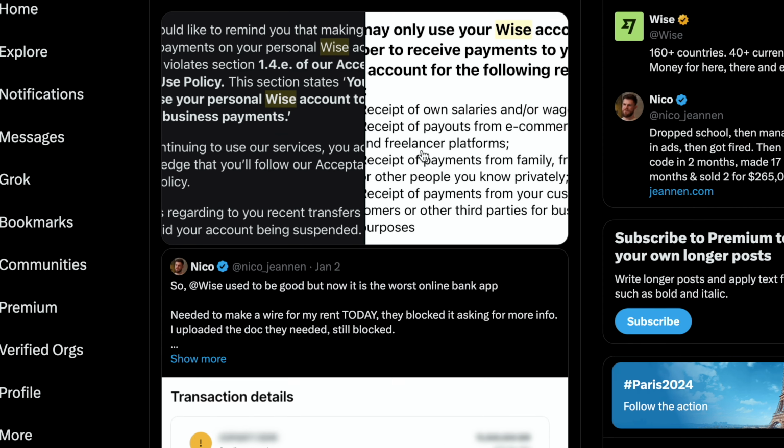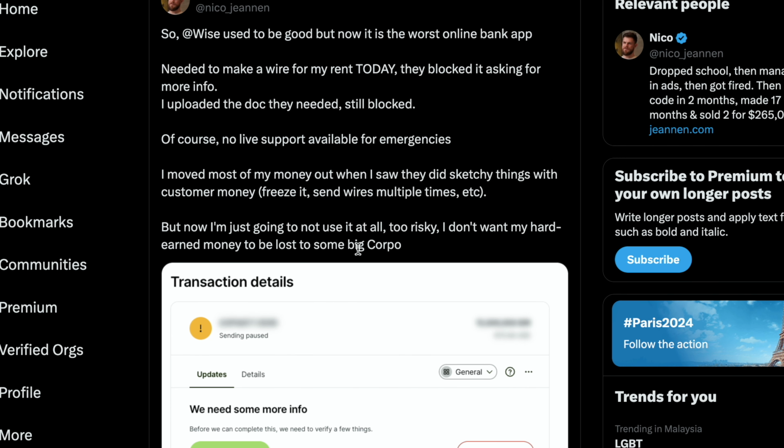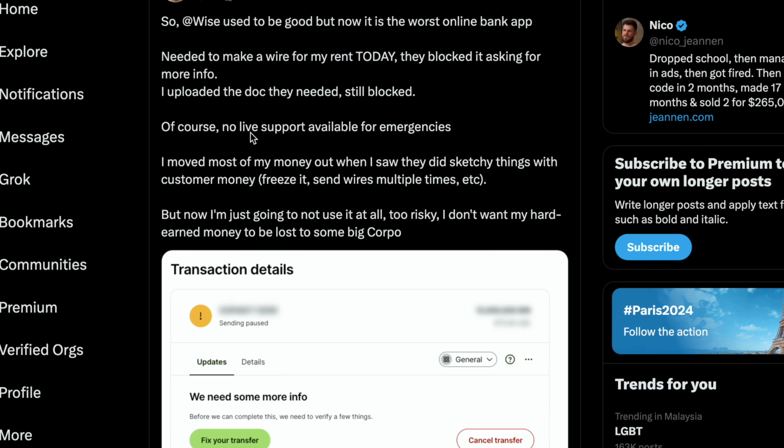So they had to get lawyers involved to try to find the money. There have been some reports that I've seen on Twitter of things like this happening, accounts being frozen when it's too much money or something like that.